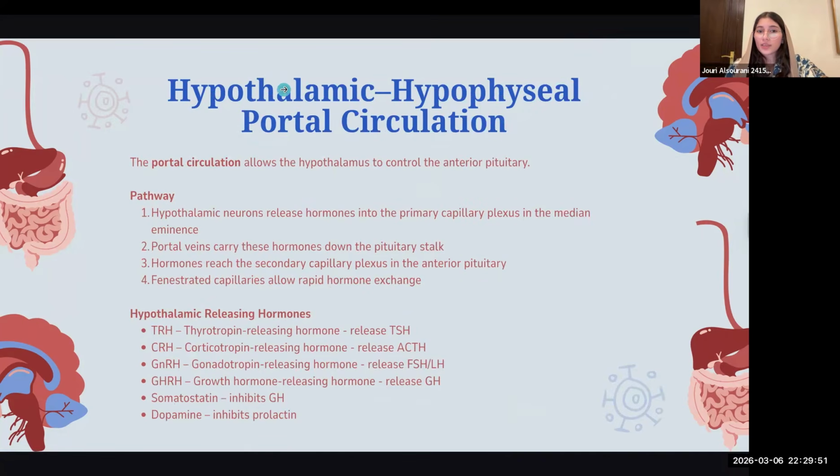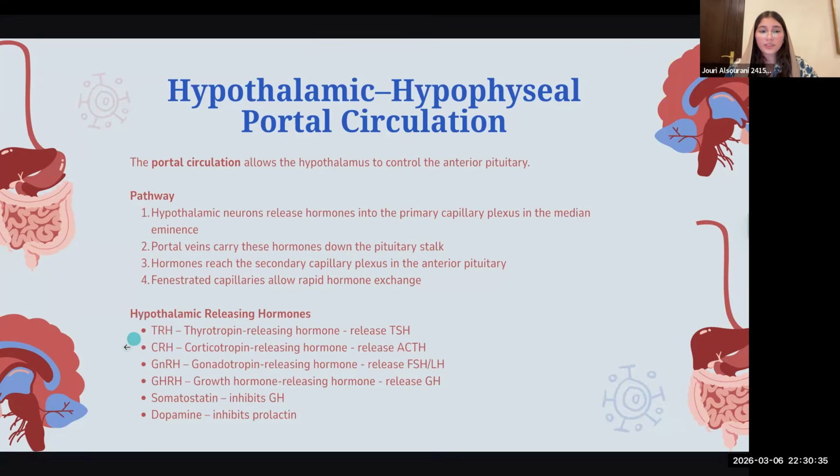Okay, back to the hypothalamic hypophyseal portal circulation again, hypothalamic pituitary portal circulation. This is what allows the hypothalamus to control the pituitary gland. Okay, so this is very important because, like we said, the pituitary gland is responsible for so many functions. So the hypothalamus really needs to control it tightly. Again, just to recap, the hypothalamic neurons will release hormones to the primary capillary plexus, and then the portal veins will carry these hormones to the secondary capillary plexus, which is in the anterior pituitary, and then we're going to have the hormone exchange and the trophic effects of the anterior hormones and so on.